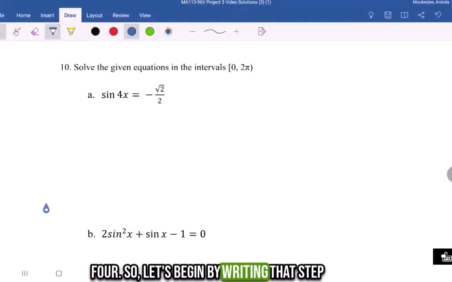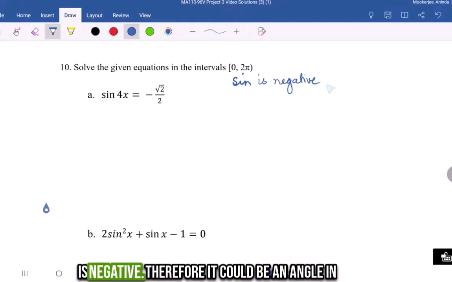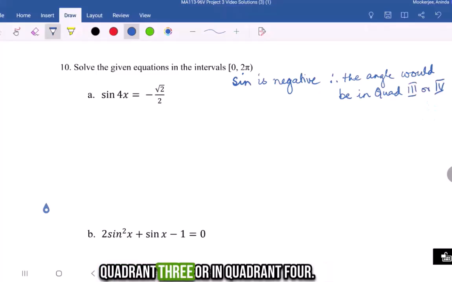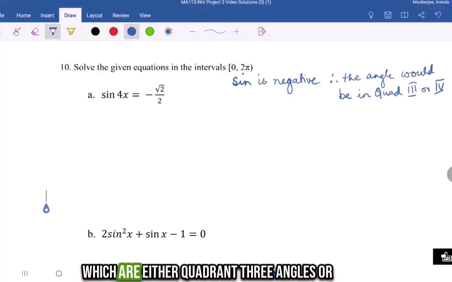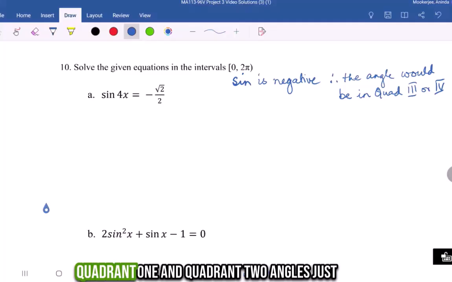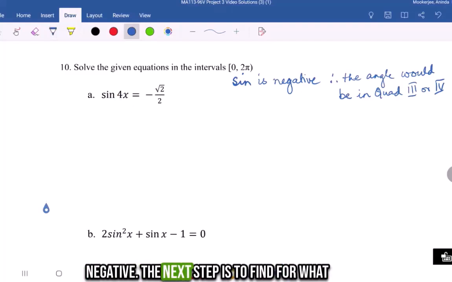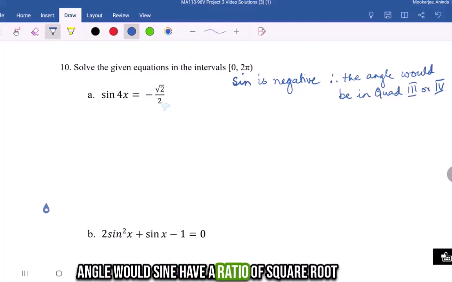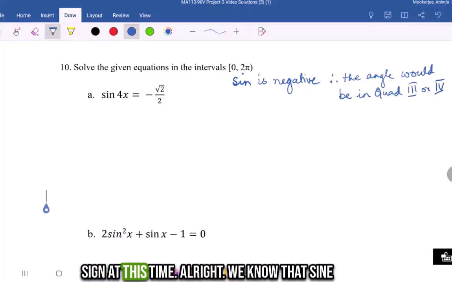So let's begin by writing that step down. We see that the sine ratio given to us is negative. Therefore, it could be an angle in quadrant 3 or in quadrant 4, correct? So we'll be looking for angles which are either quadrant 3 angles or quadrant 4. We will not consider quadrant 1 and quadrant 2 angles, just because the ratio given to us for sine is negative. The next step is to find for what angle would sine have a ratio of square root of 2 by 2. Forget about the negative sign at this time, all right?